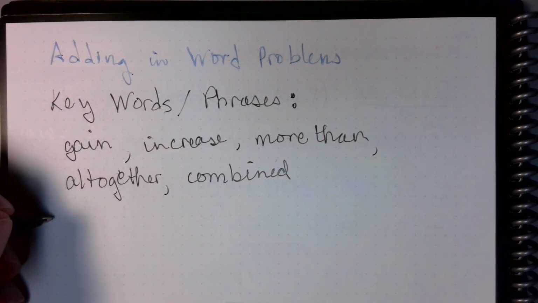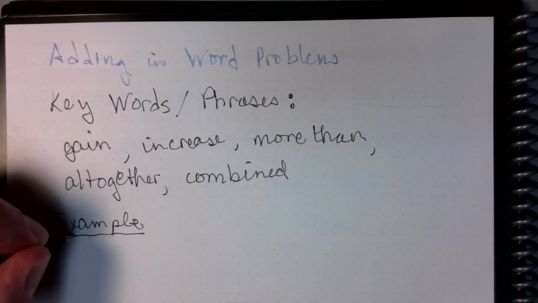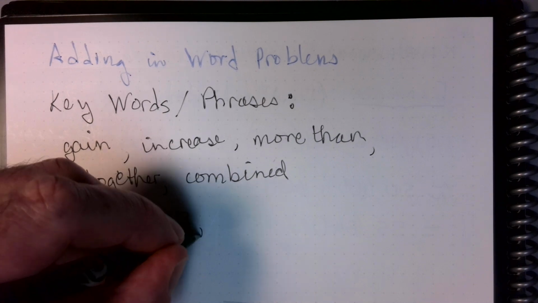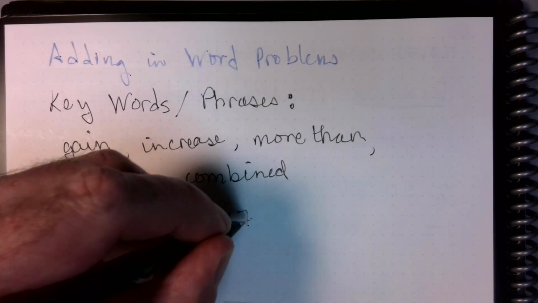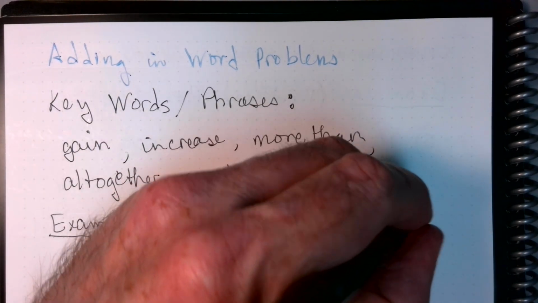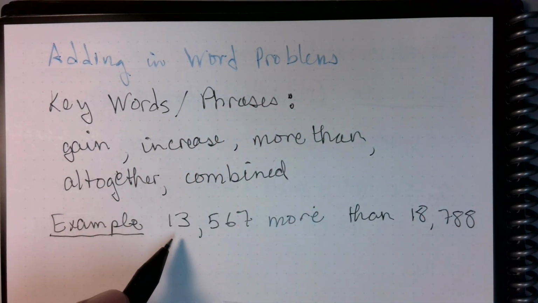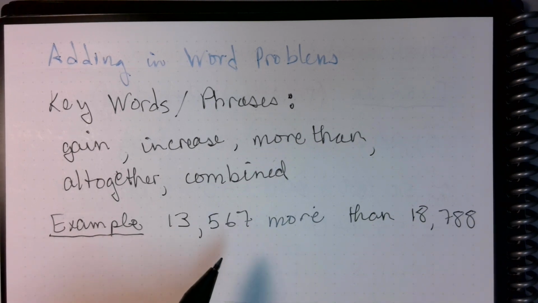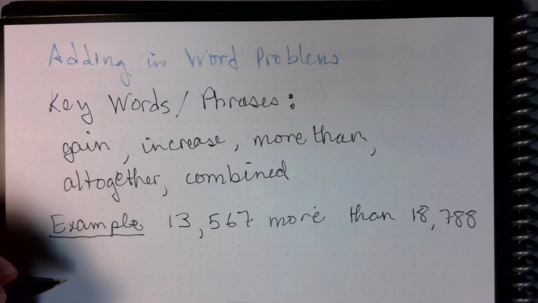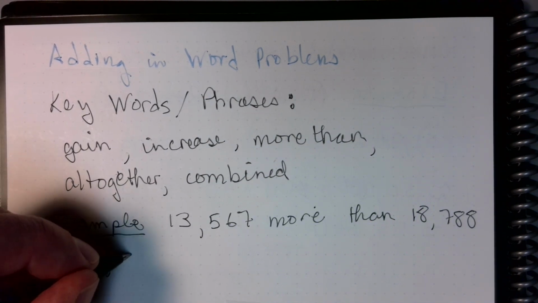So, for example, if I was talking about 13,567 more than 18,788, if we're talking about finding a number that is 13,567 more than this other number of 18,788, what number are we talking about? Well, we take these two and we add them.